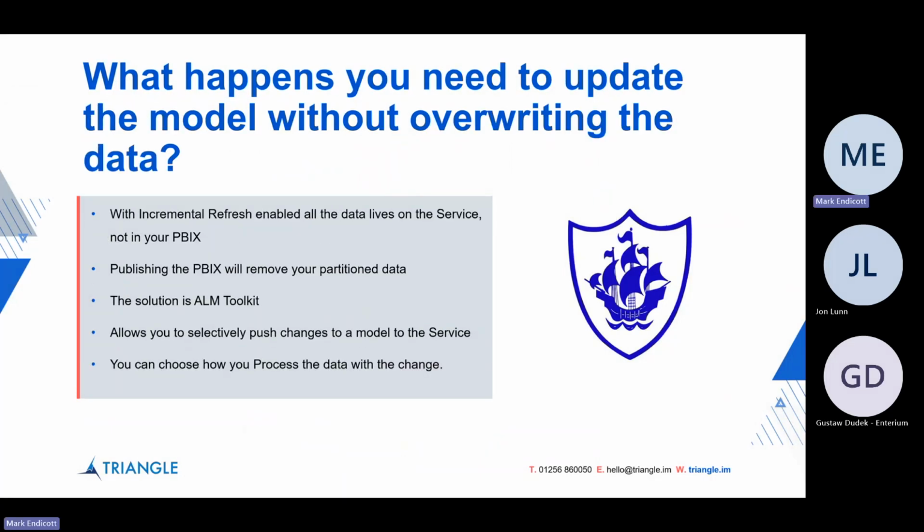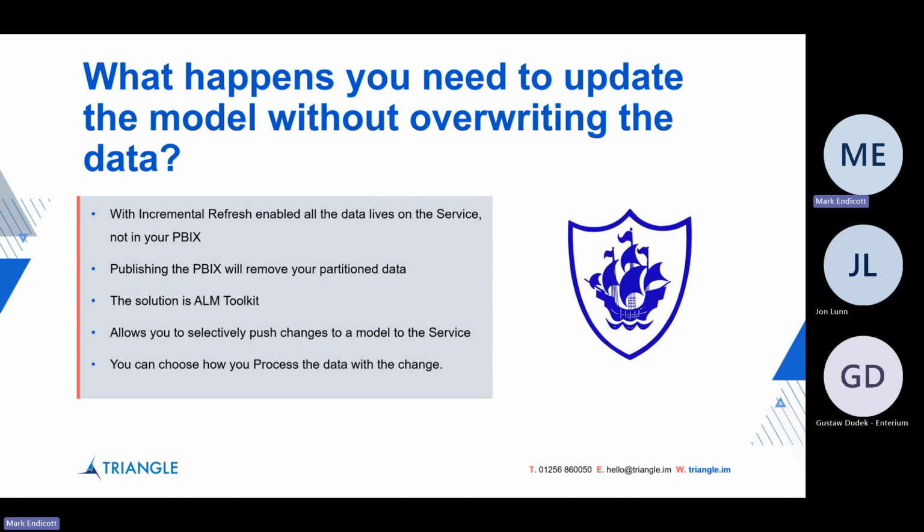Cool. So moving quickly on, what happens if you need to update a model without overwriting the data? With incremental refresh, basically none of your data lives in your PBIX file. Remember, I just had 1 day's worth of data in my PBIX file. So if I were to hit publish, having changed a DAX measure or added a column to a table, it's just going to remove all that data from the server and wait 3 or 4 or 5 hours to add it back in again.